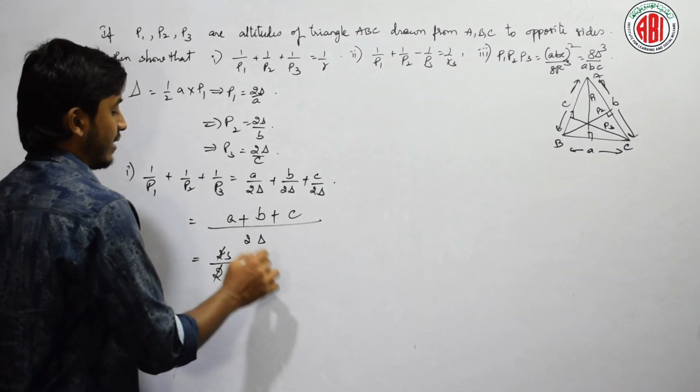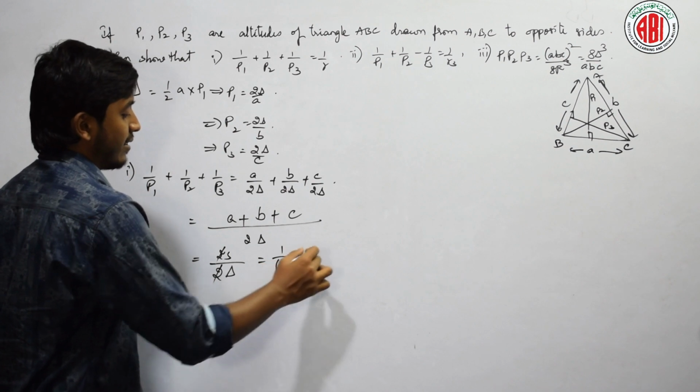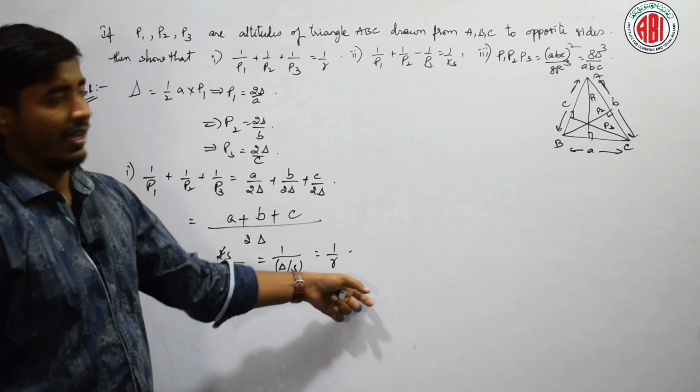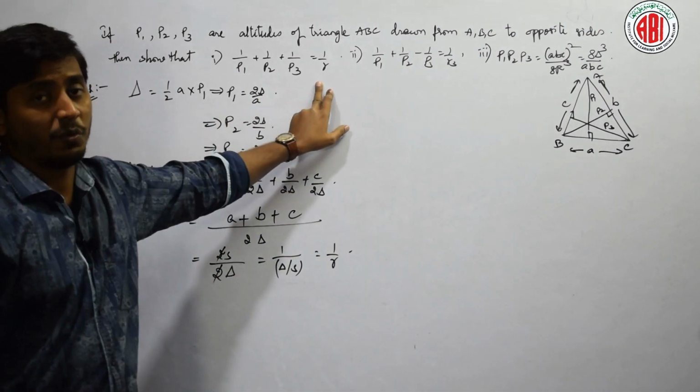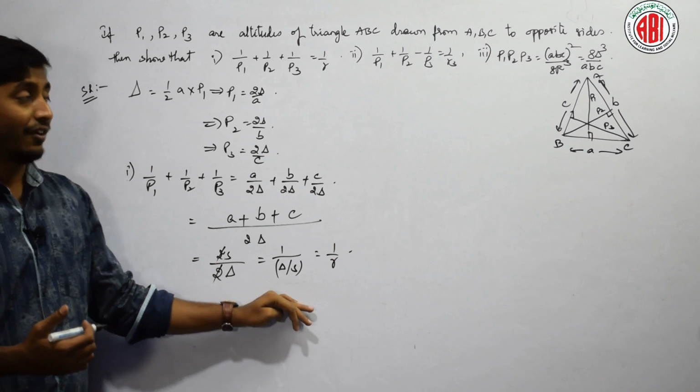2 will get cancelled. S by delta is nothing but 1 by delta by S. What is delta by S? R, isn't it? That is what he asked us to prove. Hope you understood till here. Is it not easy? Fine, very nice.